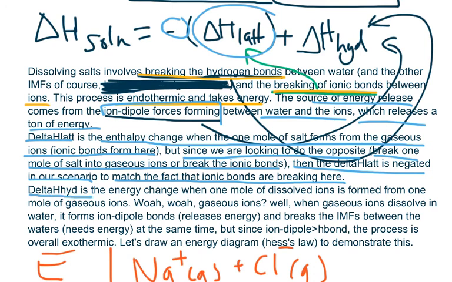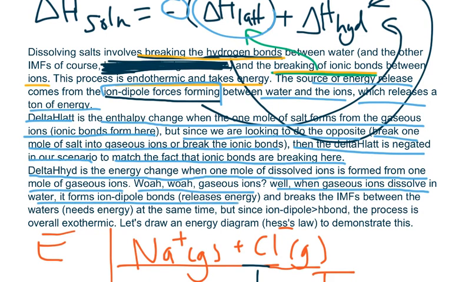Now, the delta H of hydration is the energy change when 1 mole of dissolved ions is formed from 1 mole of gaseous ions. Whoa, gaseous ions? Well, when gaseous ions dissolve in water, it forms ion dipole bonds, and this releases energy. And in addition, it involves also breaking the IMFs between the waters, and that is endothermic. But this happens at the same time as the ion dipole bonds form. So, since ion dipole forces are stronger than hydrogen bonds, the process is overall exothermic. Now, this is confusing. I can see that happening.